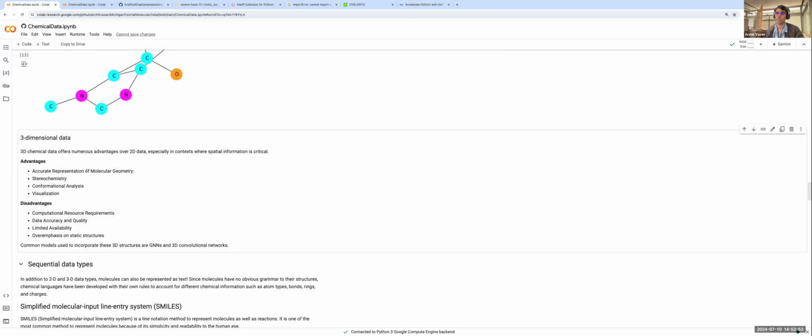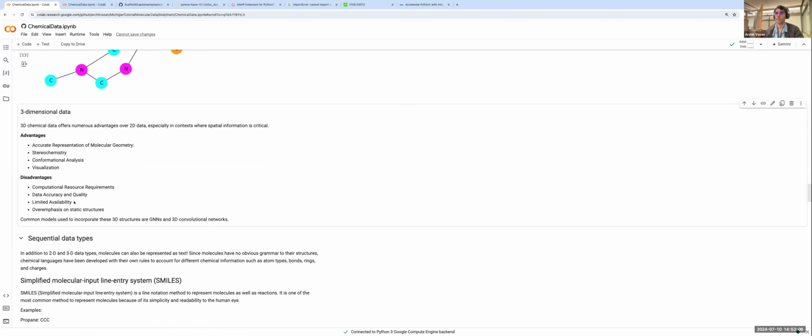However, the limitation is that there are a lot of computational resource requirements needed for this 3D data, and a lot of the data might also not be extremely accurate because it's based on crystallography data. But the idea of this conference is foundation models. So we really want to understand, in principle, language and sequential data.